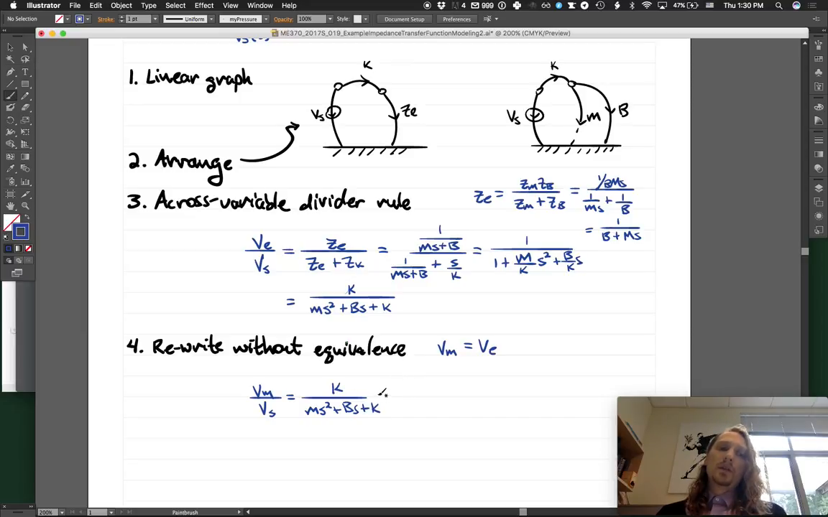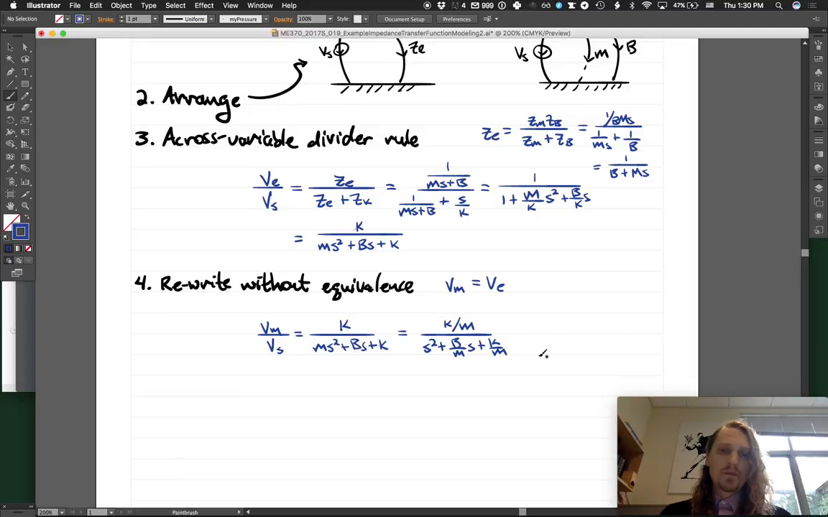If we wanted to rewrite it in standard form, which means that the denominator polynomial has a 1 in front of its highest order term, we would divide the numerator and denominator by m. So we'd have k over m divided by s squared plus b over m s plus k over m. From this we could recognize things like the damping ratio and the natural frequency of the system. So that is how to do it.